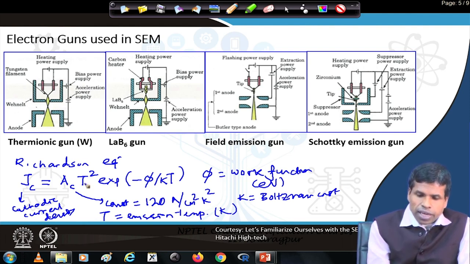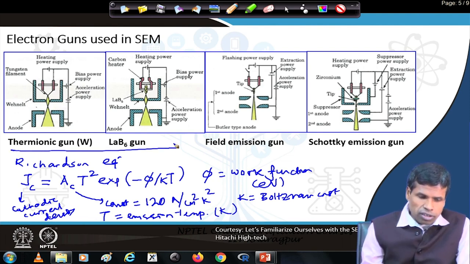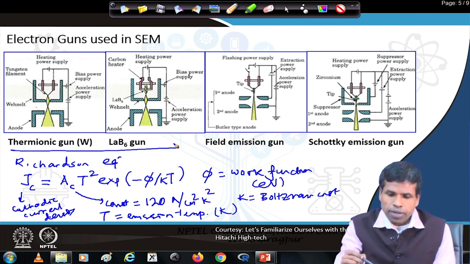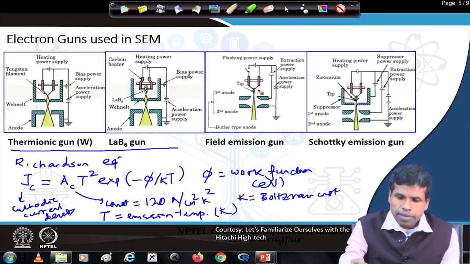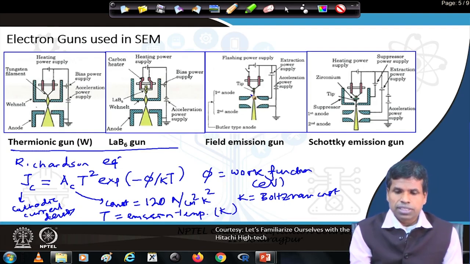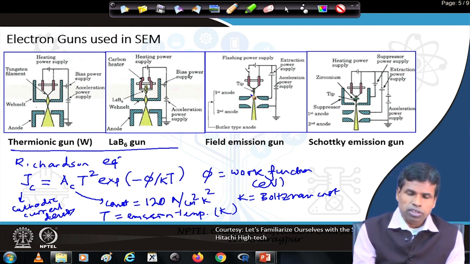As you see, as we increase the temperature of the cathode, we can have a higher cathodic current density. Similarly, if we have a smaller work function, we can have a higher cathodic current density. These are the two thermionic guns. Then we have the field emission gun. Here, a strong electric field is applied between the tip and the anode. And here also, the tip is made of tungsten, but much finer compared to the thermionic guns.